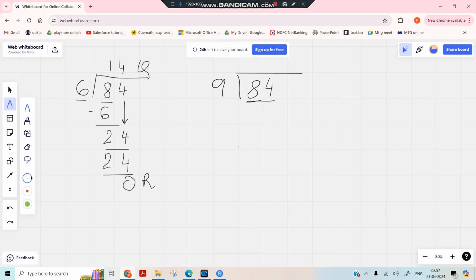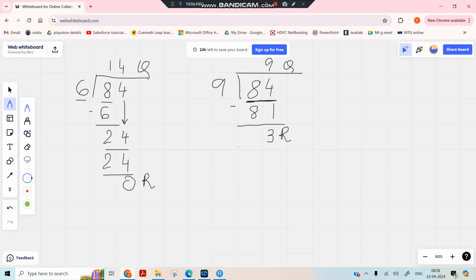So if my divisor is greater than the first digit, I will go ahead and take two digits, the first two digits. So now we'll check where does 84 come in the table of 9. So 84 doesn't come in the table of 9, but we have 9 times 9 is 81. And my remainder is 3. So this is my quotient, this is my remainder.